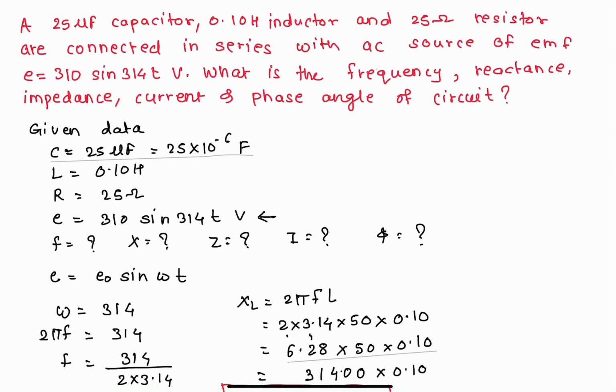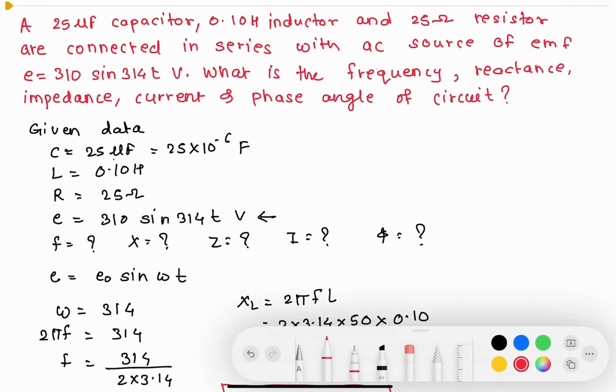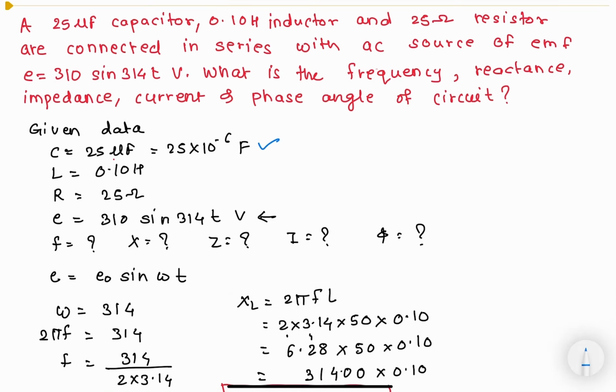This is a numerical based on AC circuit. A 25 microfarad capacitor, 0.10 henry inductor, and 25 ohm resistance. So C is 25 microfarad, so it becomes 25 into 10 raised to minus 6. Okay, it converts into farad. Inductor value is 0.10 Henry. It is already in SI unit. Resistance value is 25 ohm.